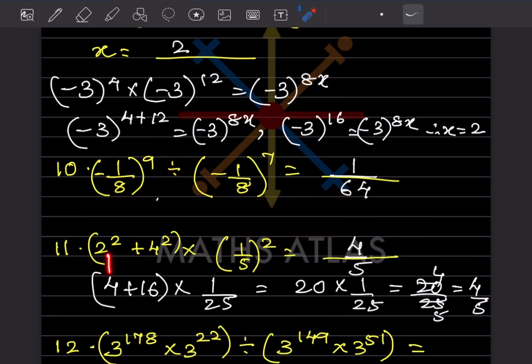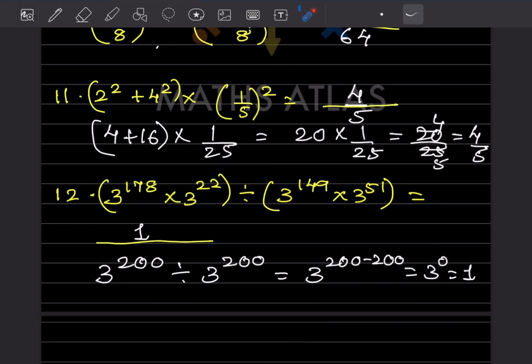Now for this one, we can write 4 plus 16 into 1 by 25. So this will be 20 into 1 by 25, which will be 20 by 25. So 5 fours are and 5 fives are, which is going to be 4 by 5.